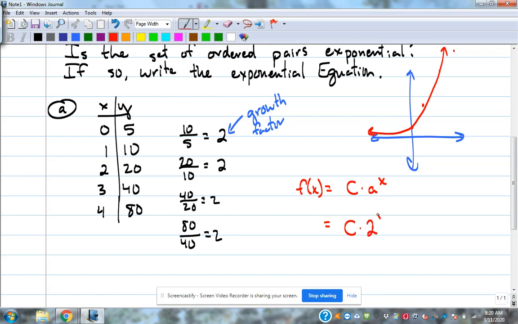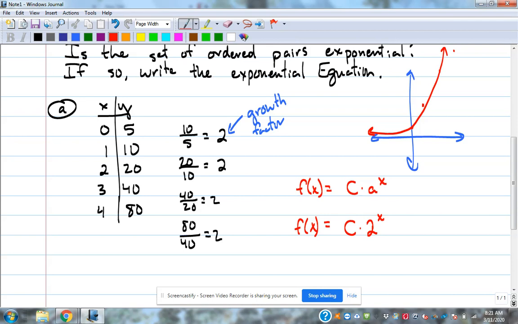So it's 2 to the x. Now we've got to find out what C is. C is the initial value. If you have an ordered pair in your set that has a 0 as the x, then whatever the y value is there will be C.